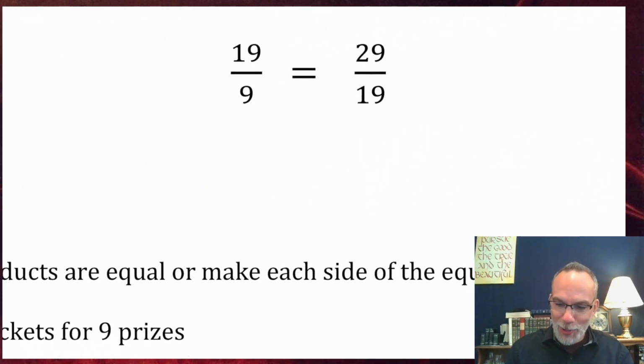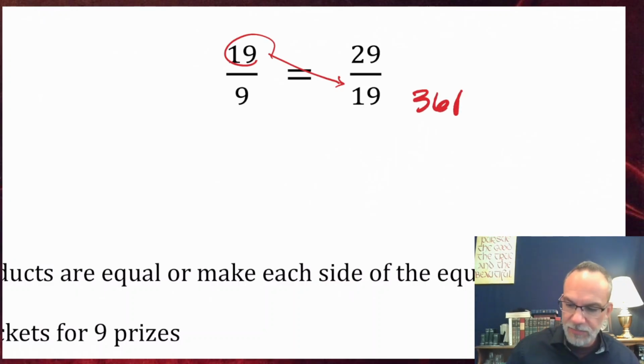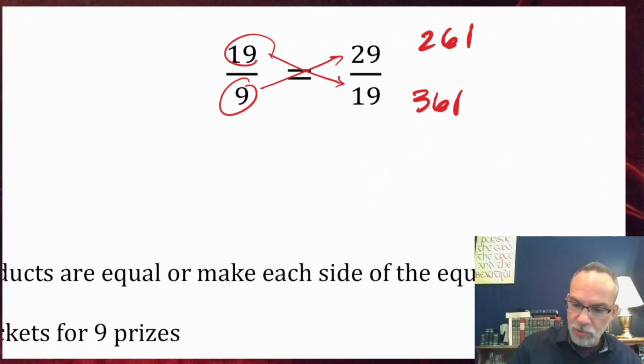Well, what do you think about this one? You're going to say no. You're probably right because I'm giving you one that isn't. But let's just play the game anyway. Let's do the cross product. See if the cross products are equal. What's 19 times 19? That's going to be 361. And then what if I do 9 times 29? That's going to be 261. Are they the same thing? No, this is not true. It's false.